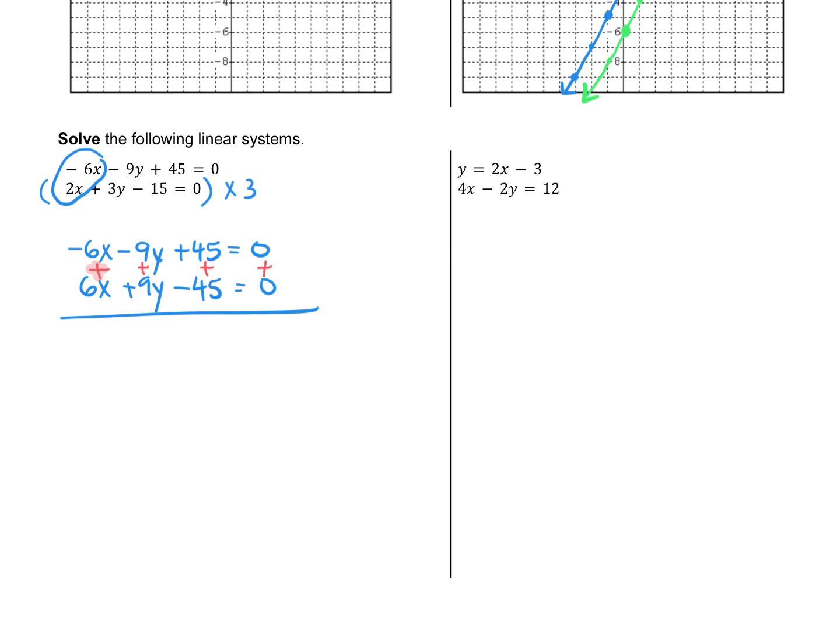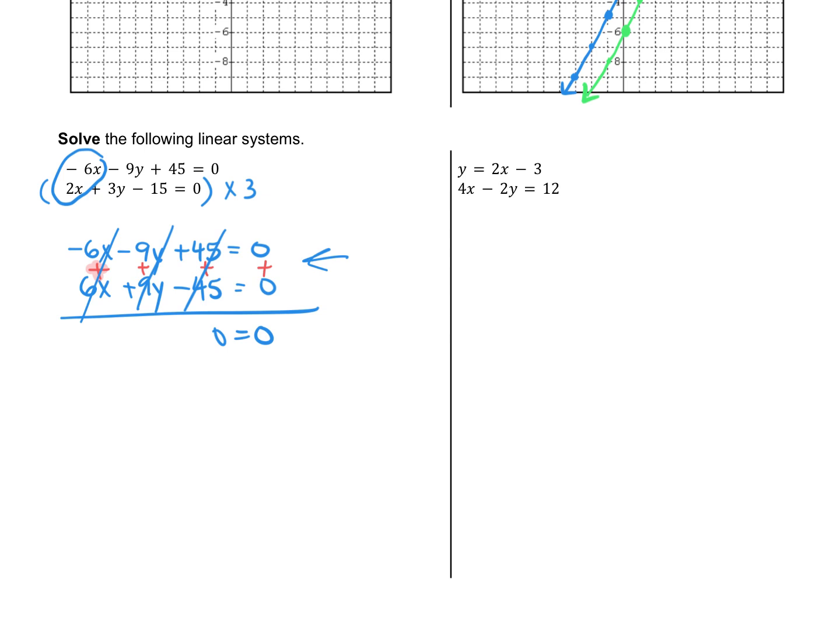Now, when I do that addition, everything ends up canceling out. Negative 6 plus 6, 0. Negative 9 plus 9, 0. 45 minus 45, 0. So we end up with this true statement of 0 equals 0. Now, if I were to actually graph these lines, and you can tell right here, if I had just multiplied by negative 3 instead of positive 3, these equations would be the exact same.